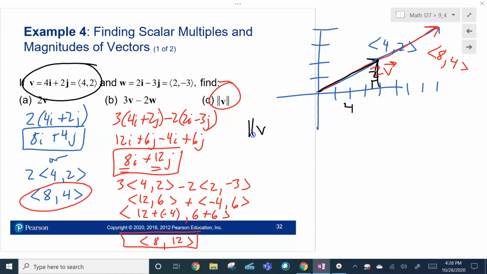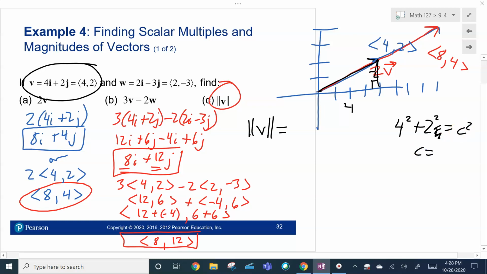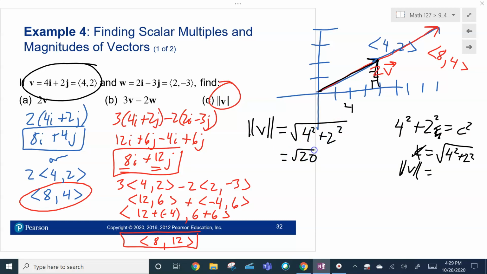So the magnitude of vector v would just be find the hypotenuse. So in other words, 4 squared plus 2 squared equals c squared. So c, which is, in other words, the magnitude of vector v, is the square root of 4 squared plus 2 squared. That's what vector v is. Square root of 4 squared plus 2 squared by the Pythagorean theorem. So 16 plus 4, we got 20, square root of 20. So we got 2 root 5 is the magnitude or length of the directed line segment. 2 root 5, square root of 20. So between 4 and 5, 4 point something.